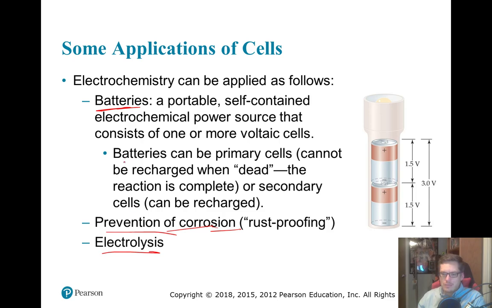Okay. Batteries come in two different ways. They can either be defined as primary cells. They can't be recharged, like your standard AA batteries. When they're used up, they're dead. Gotta go recycle them. Or secondary cells, they can be recharged. So stuff like the lithium batteries in your phone are secondary cells because they can be recharged.